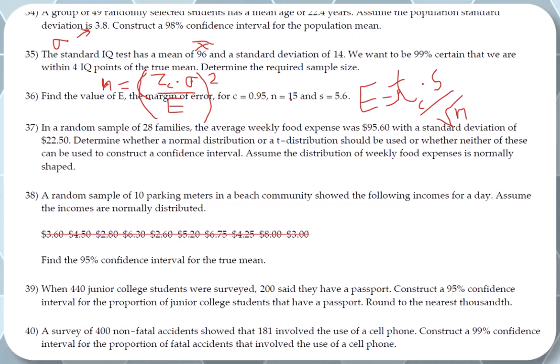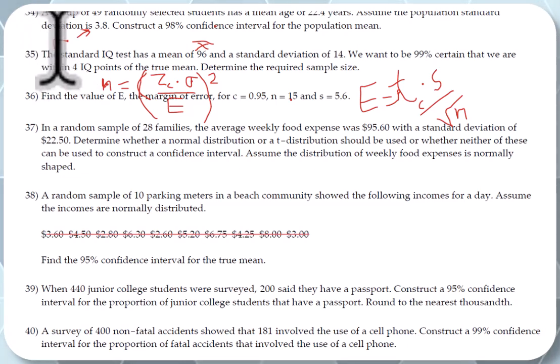35. The standard IQ test has a mean of 96 and a standard deviation of 14. We want to be 99% certain that we are within 4 IQ points of the true mean. Anything that comes after within, guys, is the margin of error. So E is 4. He wants the sample size.